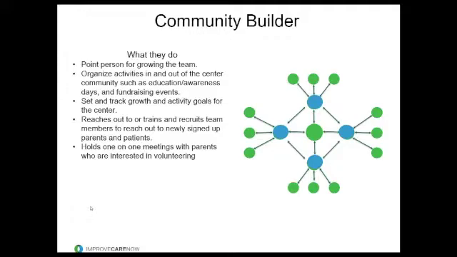They may set and track growth or activities. So say your center sets a goal of finding 10 new parents over the next X time period. This would be the person who would track that.